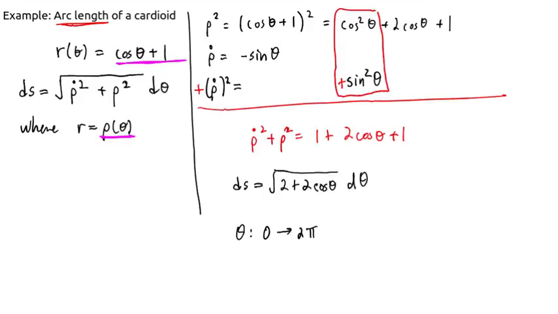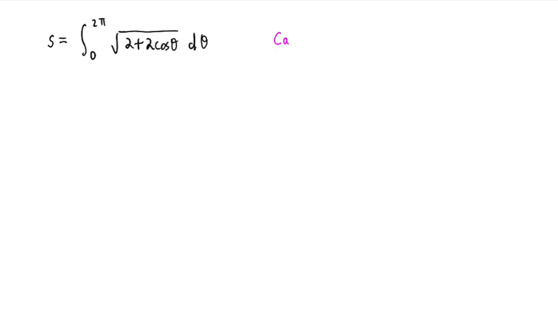So here's what we get. Our arc length of the cardioid is the integral from 0 to 2 pi of the square root of 2 plus 2 cosine of theta d theta. Now I'm going to let you guys integrate this, but I just want to remind you that this integrand can be a little bit tricky, but you've seen this one before. This one showed up when we tried to find the arc length of the cycloid. So this integrand looks very similar to the cycloid's arc length.